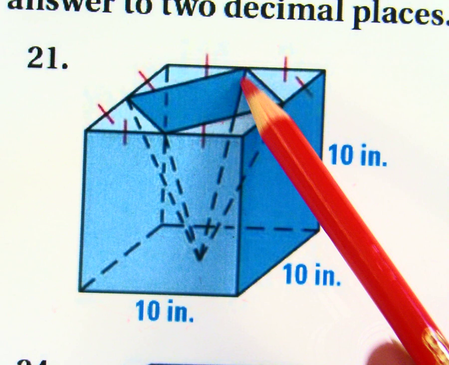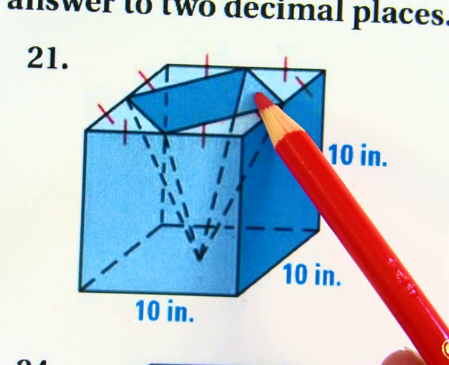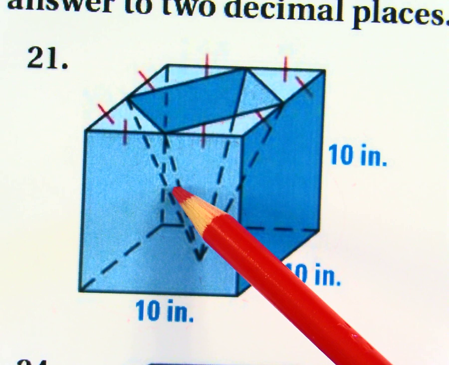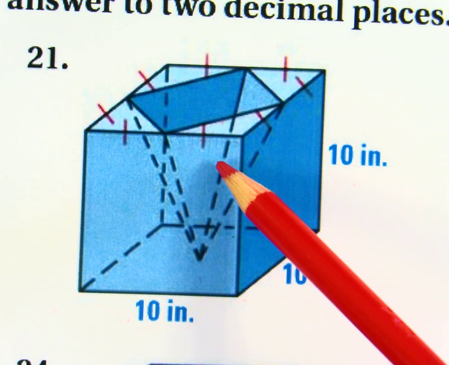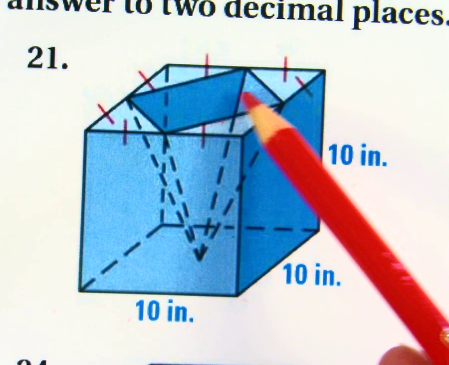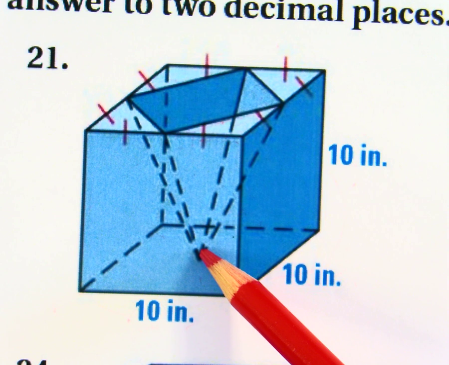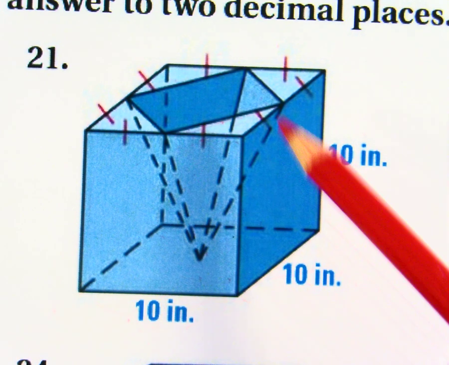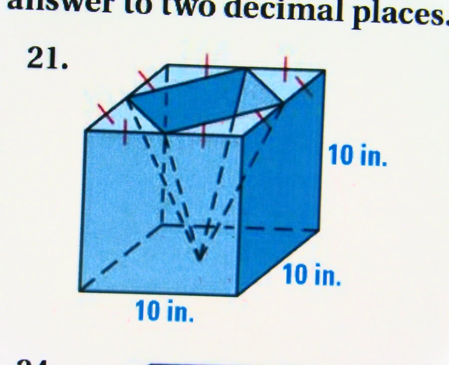The square is 5 times the square root of 2 times 5 times the square root of 2. That's the base of the pyramid. So 5 times the square root of 2 times 5 times the square root of 2 is 25 times 2, which is 50, times the height, which is 10. Figure the volume of the entire cube, subtract the volume of the pyramid.